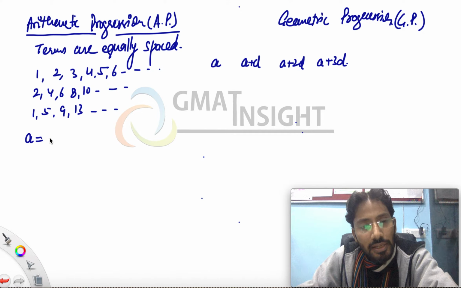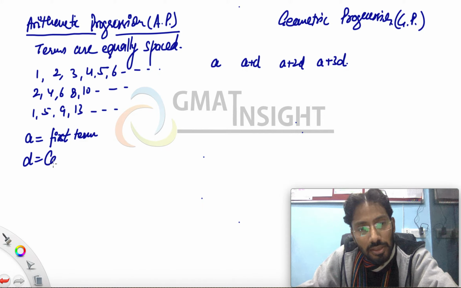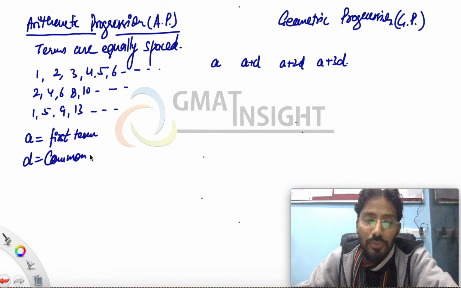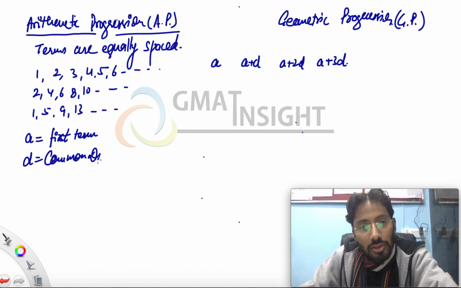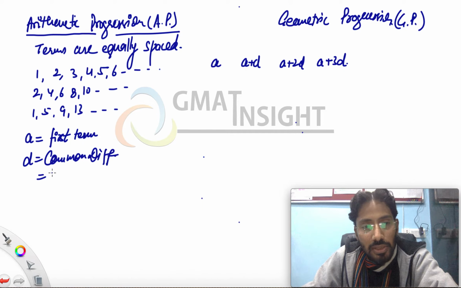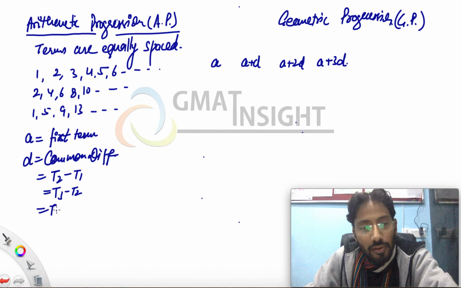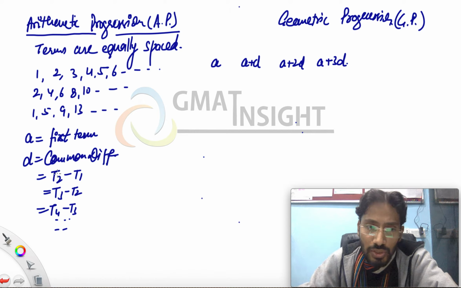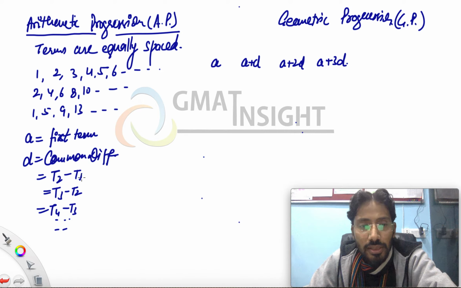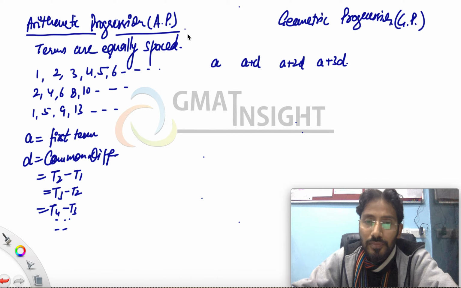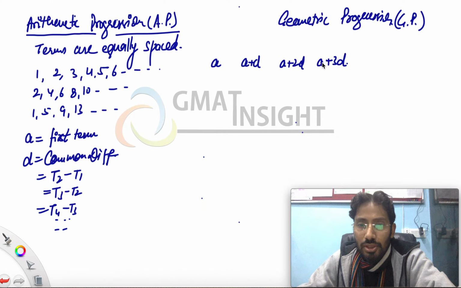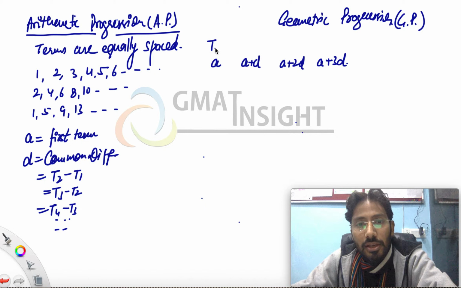Let me quickly define: A represents the first term of the sequence, and D represents the common difference. These are basic terms we keep using when we talk about arithmetic progression. The common difference can be represented as the second term minus the first term, or the third term minus the second term, or the fourth term minus the third term, and so on. T1 is the first term, T2 is the second term, and so on. If I call A as T1, then T2 becomes A plus D, T3 becomes A plus 2D, T4 becomes A plus 3D.